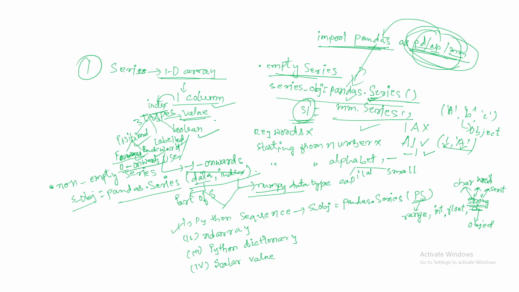So this is the correct syntax of the non-empty series: how we can create it, the series data comma index. What is data? It is the part of the series. Index is a numpy data type. Now, data and index, how many types can we create? Four types: one is Python sequence, second is ndarray, third is Python dictionary, fourth is scalar value.